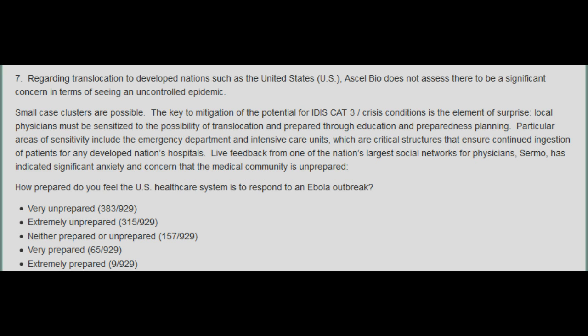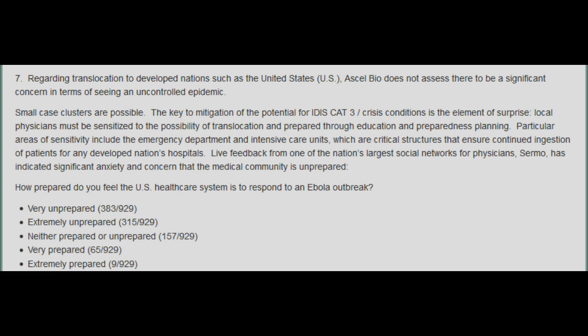Number 7. Regarding translocation to developed nations such as the United States, Excel Bio does not assess there to be a significant concern in terms of seeing an uncontrolled epidemic. Small case clusters are possible. The key to mitigation of the potential for an IDIS Cat 3 crisis condition is the element of surprise. Local physicians must be sensitized to the possibility of translocation and prepared through education and preparedness training.